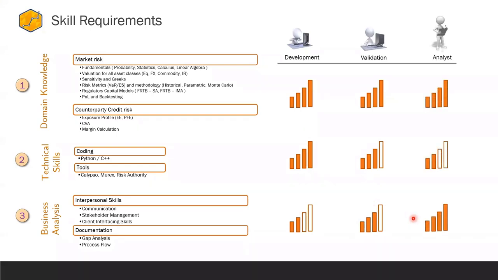And there is a third type of profile, which is a business analyst or consultant, okay? In consulting organizations like EY or KPMG, you'll find these kinds of analyst profiles. There are analyst profiles in banks as well. What kind of skills do you need to perform well as an analyst? Again, domain knowledge, this cannot be compromised, okay? You have to be a subject matter expert. Technical skills, you probably don't need that much to be a good analyst.